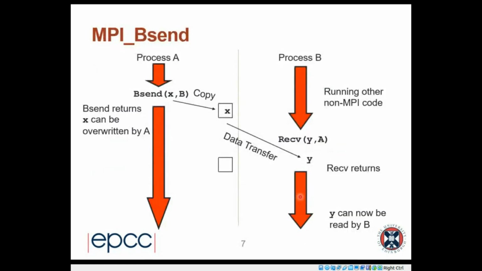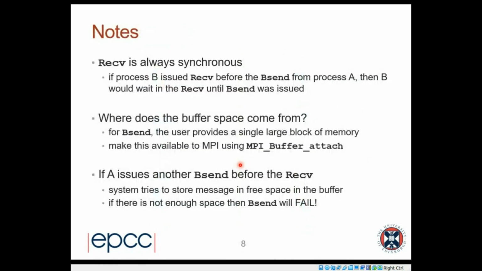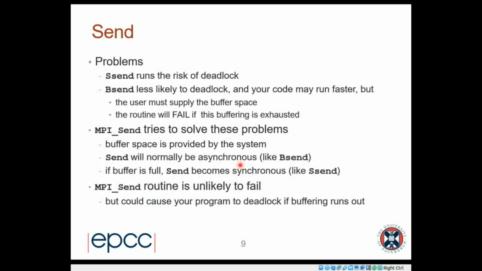What you would like is to use Bsend because it gets rid of all this nasty waiting around, but it's hard to mandate that MPI uses Bsend because it's hard to make sure that it has enough memory. So here's the problem. Send runs the risk of deadlock, plus you get this waiting around. Bsend is less likely to deadlock and your code may run faster, but the user must supply the buffer space. The routine will fail if this buffering is exhausted. MPI send tries to solve these problems. MPI send provides buffer space.